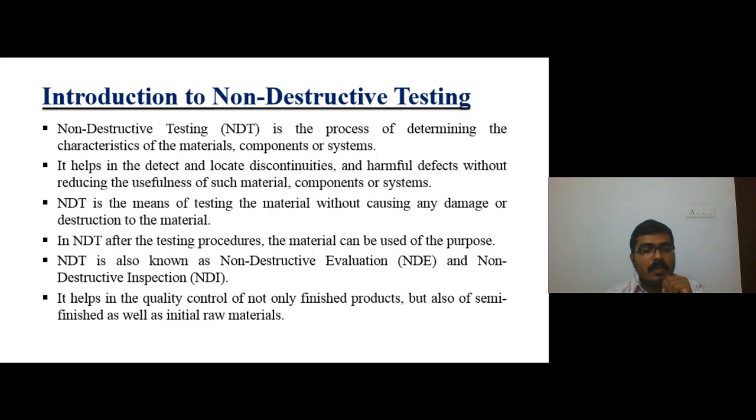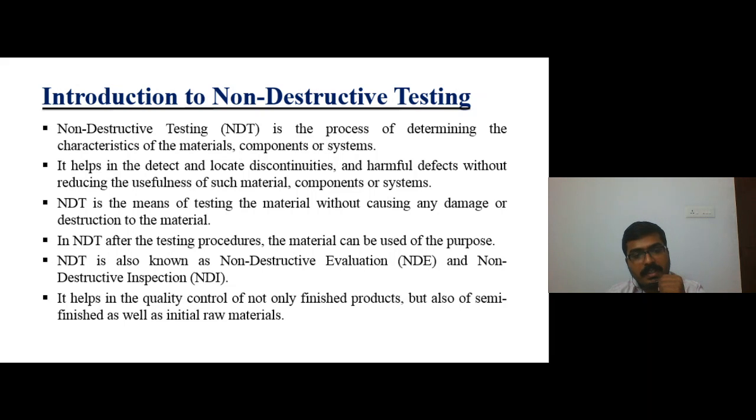So in that case, we can use non-destructive testing, so that the material is not broken into pieces, and we can locate discontinuities as well as harmful defects without reducing the usefulness of the material, components or systems. So NDT is a means of testing material without causing any damage or destruction to it. After the testing procedures, we can use the material again and again, which helps in reducing the losses as well as the time of the producer.